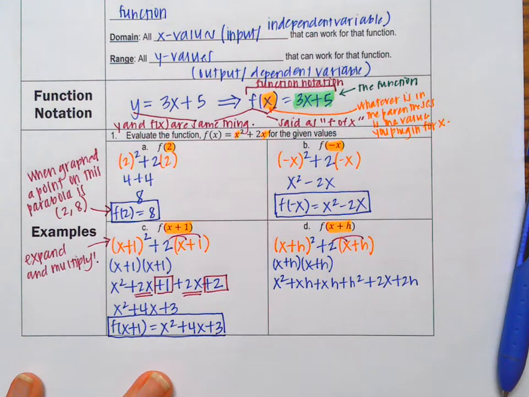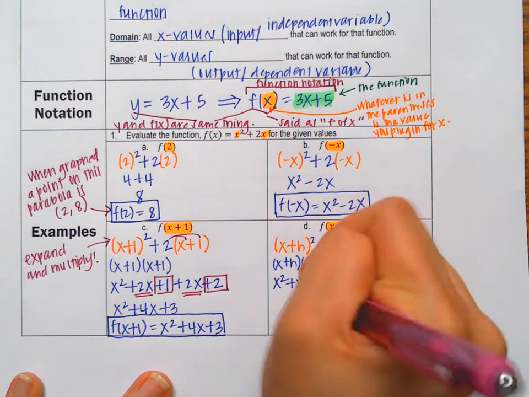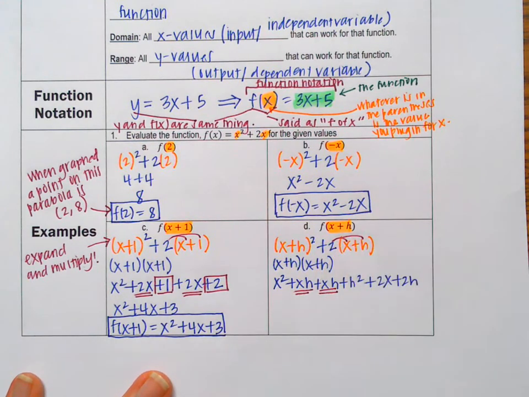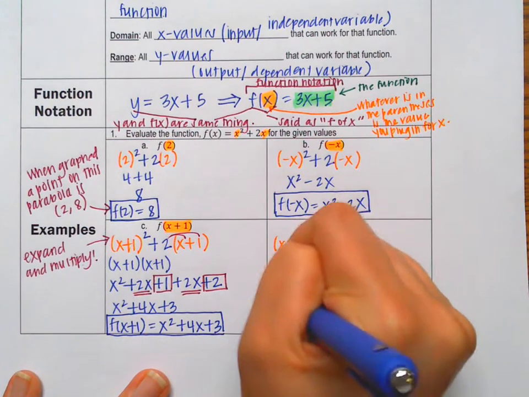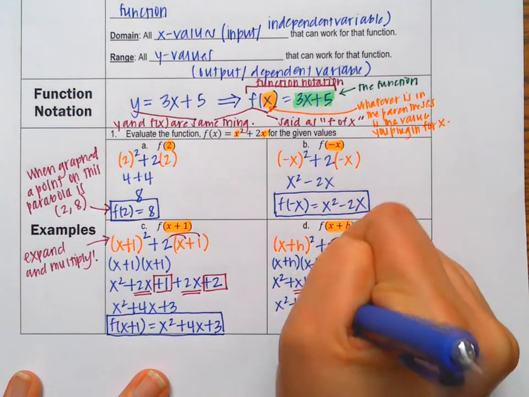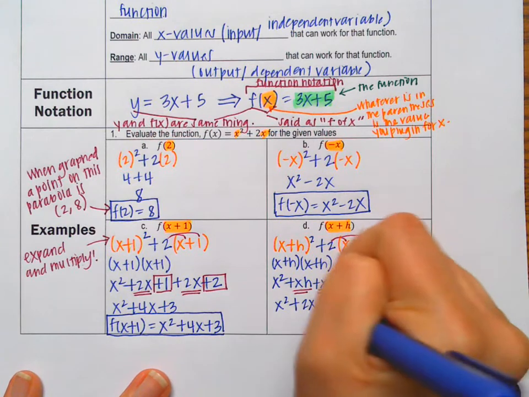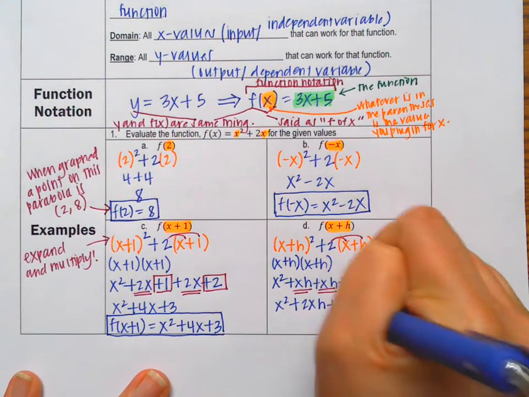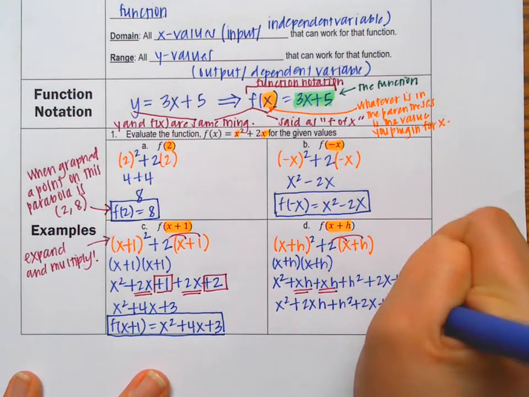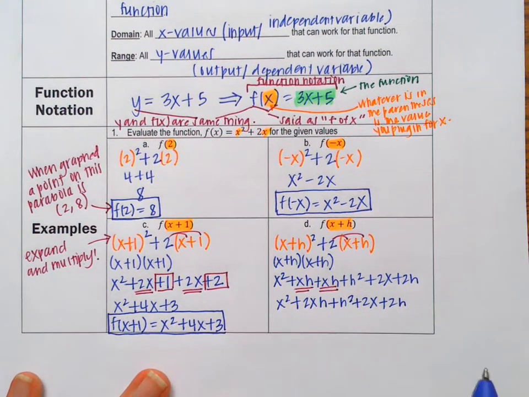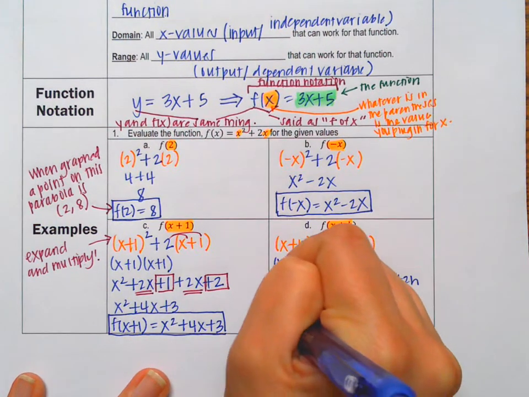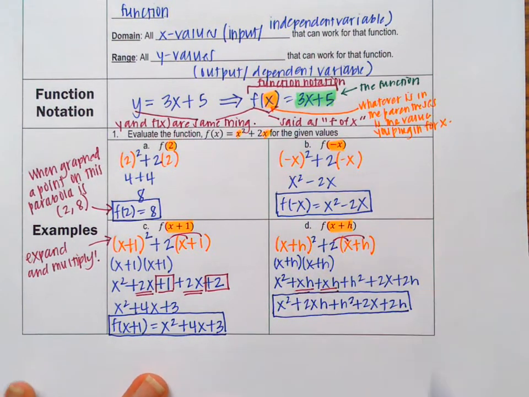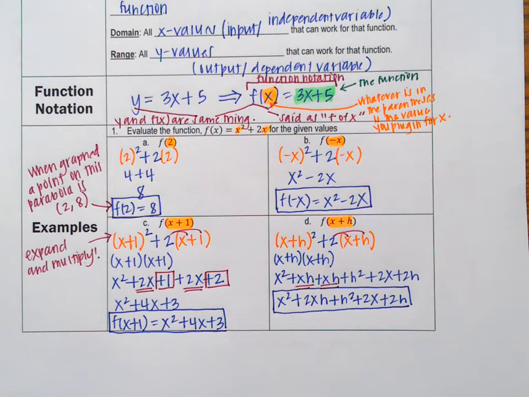Is there anything that I can combine? The only things I can combine are xh and xh. So I'd write that as x squared plus 2xh, because there's 2 of them, plus h squared plus 2x plus 2h. And so that would be my final answer. So f of x plus h equals this whole thing. There's nothing more I can simplify there. So that's all I can do. That would be it.